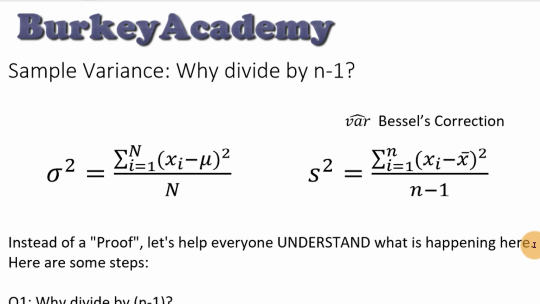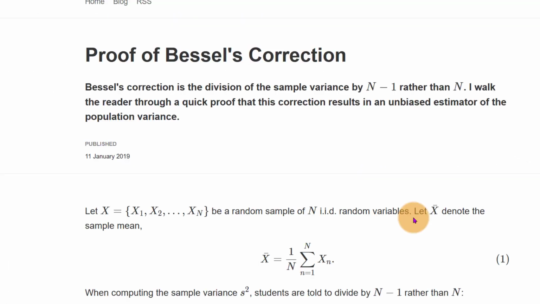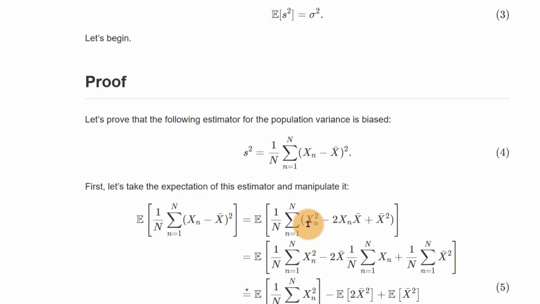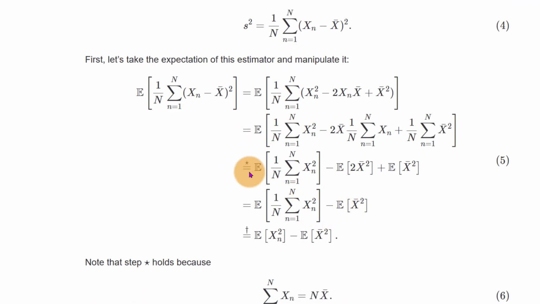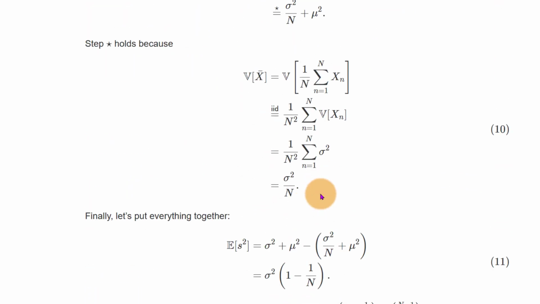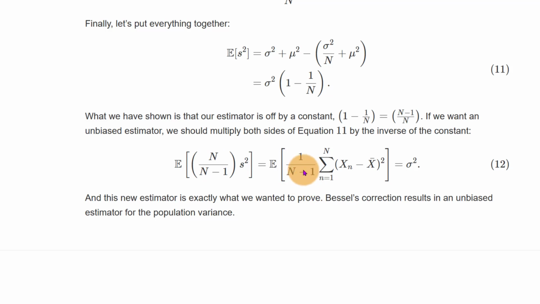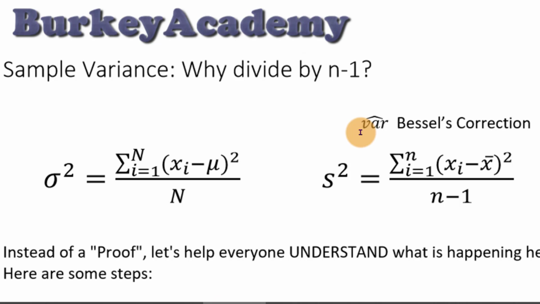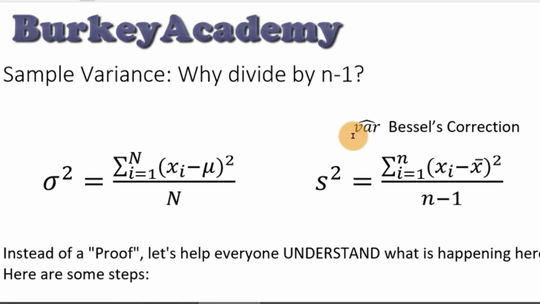I'm not going to go through a proof. If you want a proof, you can just Google it. I'll show you somewhere you can get a proof, just in case you're not aware. Just Google "proof of Bessel's correction." This is a website, gregoryunderson.com, and it goes through the standard summation notation, doing expected values, etc. And then when you get down to the end, you get this n-1. Fine, just not very satisfying. So how can we go through this and try to give you a gut feeling about why n-1 actually works and actually kind of why it makes sense? I'm going to attempt to come at that a few different ways in this video.